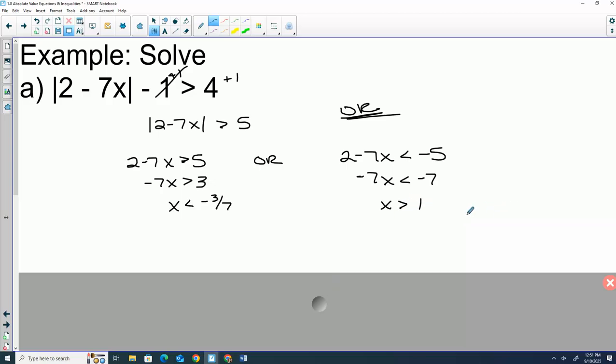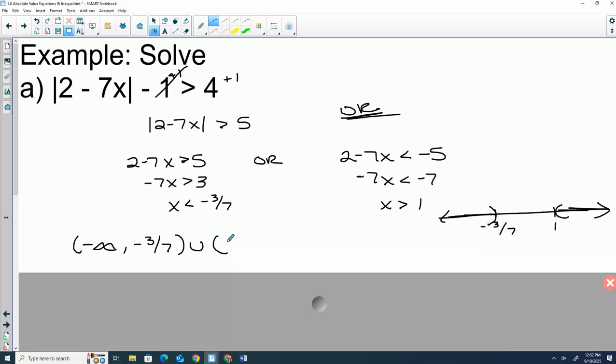You can draw a number line if it helps you. I don't require it. Less than -3/7 is everything smaller, so to the left. Greater than 1 is everything bigger than 1, so to the right. So it was an or, we were expecting 2 pieces, and that's what we got. So -infinity to -3/7, and then 1 to infinity.